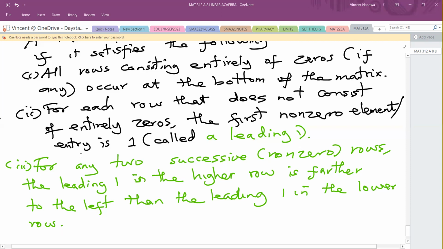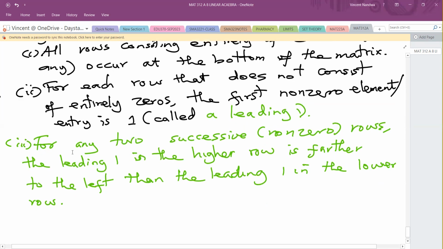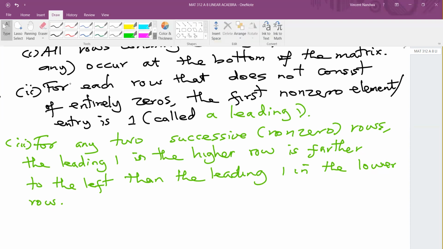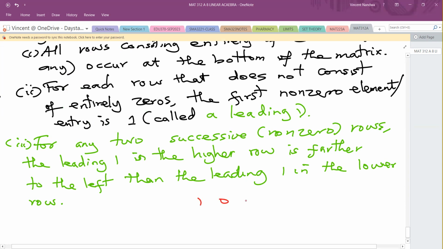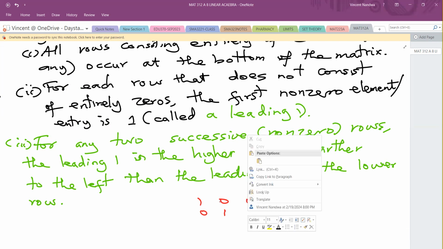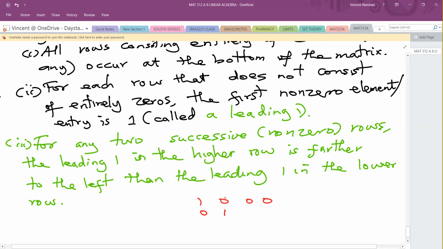This is what I mean by this property 3. You should not get confused. I mean, for example, if I have 1, 0, 0, 0 as my first row, then this does not necessarily have to be 0 numbers. It can be any number.